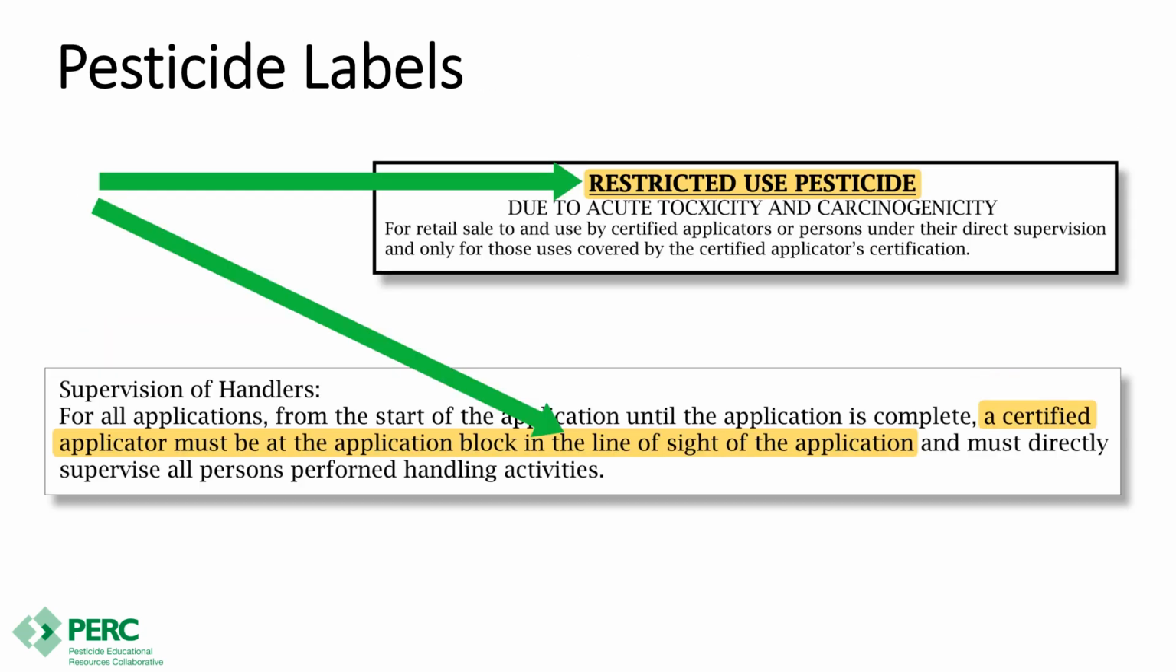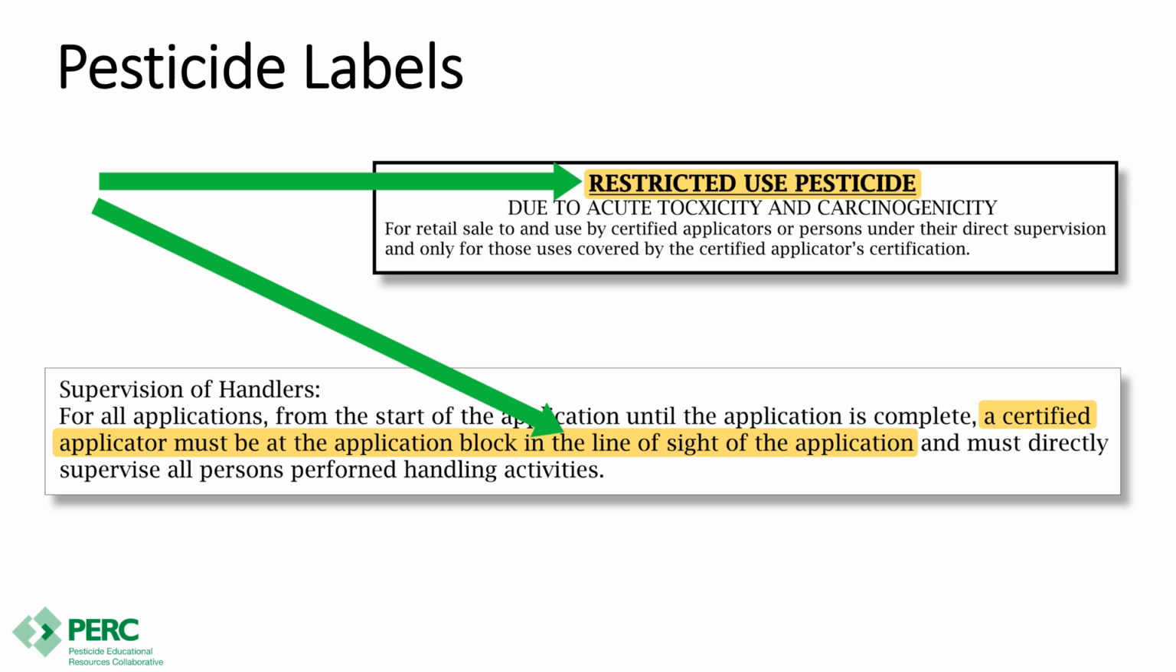It is important to know the different parts of a pesticide label and the information within each part. You should always review the product label before using any pesticide. Restricted use pesticides will contain a restricted use pesticide statement enclosed in a box located at the top of the front panel of the product label.